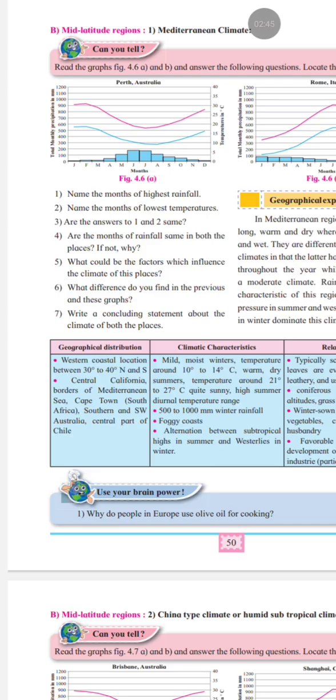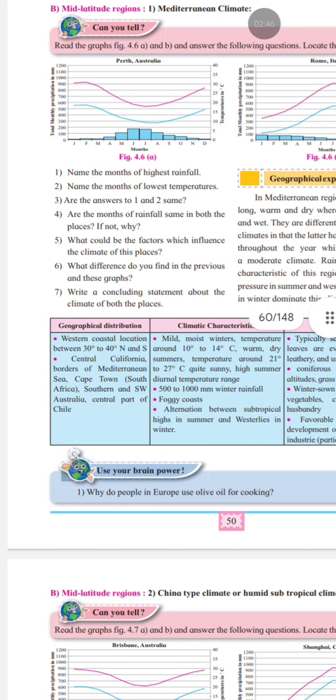And sixth question is what difference do you find in the previous and these graphs? So these graphs show a Mediterranean type of climate with hot, dry summers and mild, wet winters. This is different from low latitude climates where temperatures remain high for most of the year. Winter rainfall is an important feature of the Mediterranean climate.